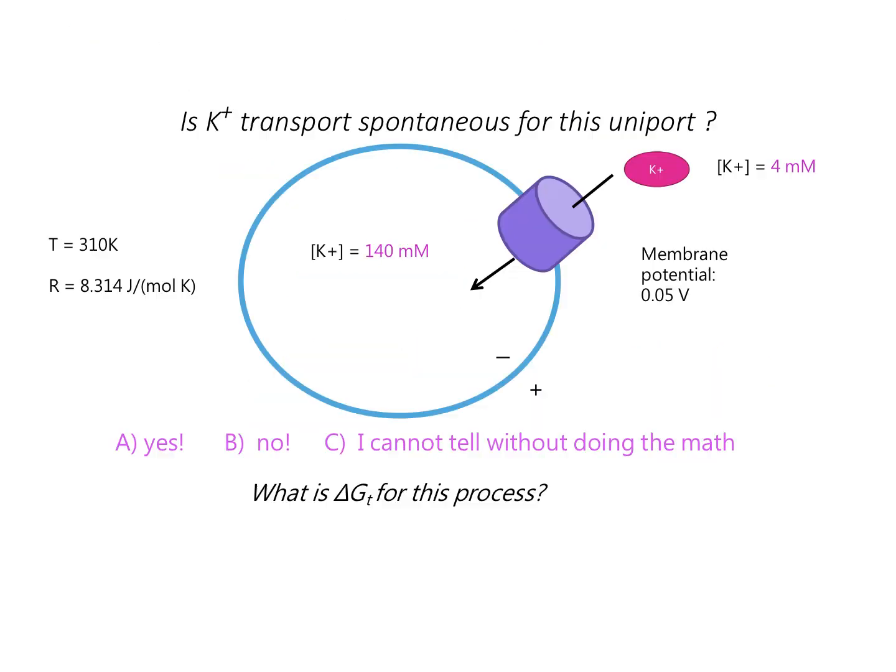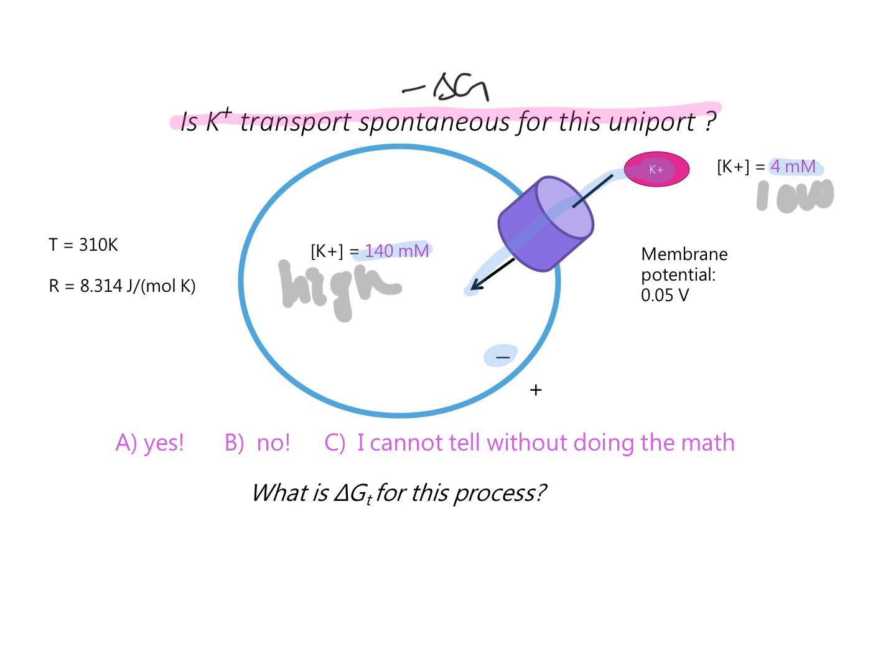Okay, let's do some examples. Okay, so the question is, is the transport of potassium across this uniport spontaneous? So remember that spontaneous means negative delta G. So let's see if we can ballpark this without the use of a calculator. So we're going from 4 millimolar to 140 millimolar. So we're going from low to high. That's not favorable. And then we are going from a positively charged ion towards the negative part of the membrane.